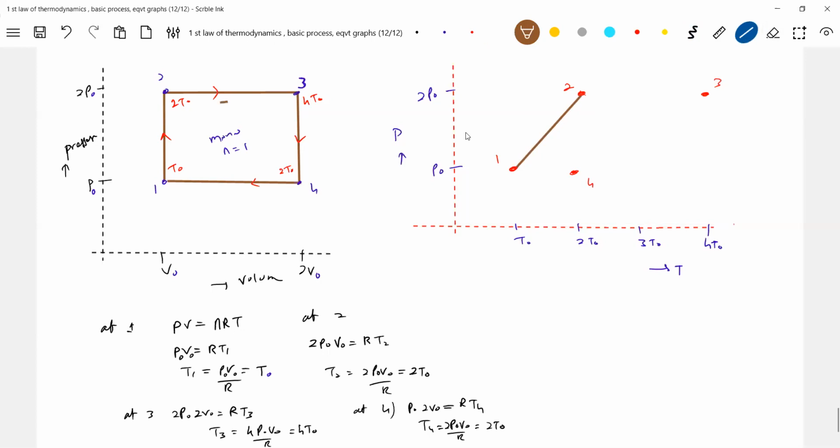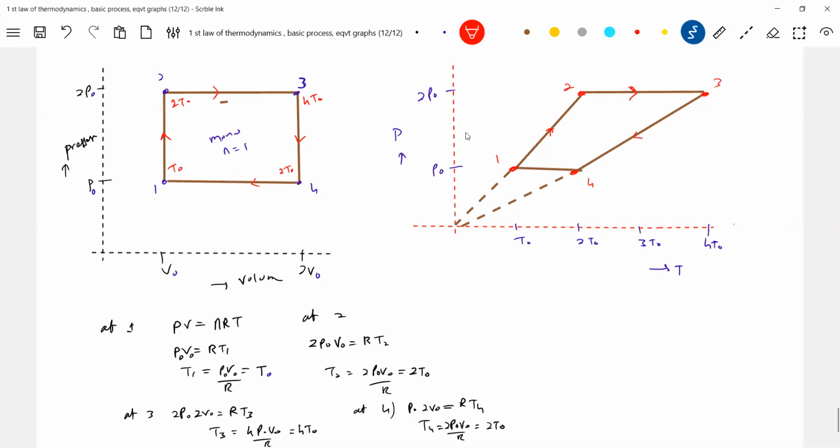What is 2, 3? Isobaric process. Three, 4, isochoric cooling, straight line passing through origin. And the curve should be such that it is a straight line passing through origin. No, put arrows. Okay, got this. So this was the PT graph. It's over.